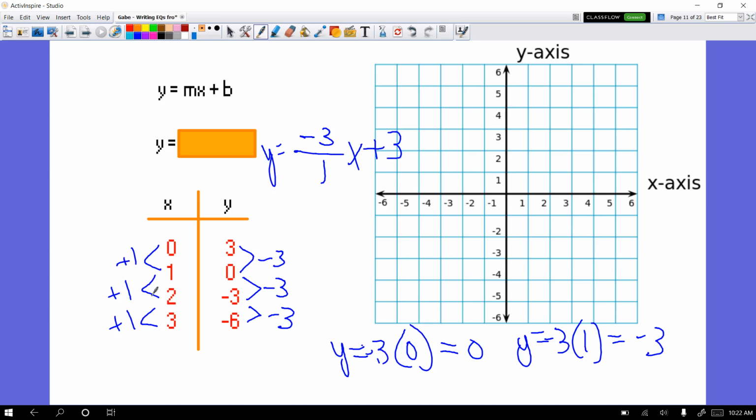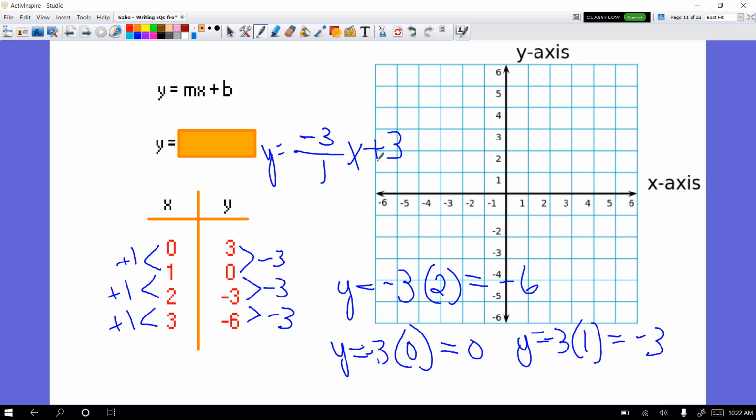All right, so I'm going to do 2. Y equals negative 3 times our x value of 2, which is negative 6. So when we substituted 2 in, we should have gotten a value of negative 6, but we didn't. So what do you need to add or subtract to get there? Well, negative 6 plus 3 is negative 3. That's why we've got a plus 3 right here. So what we're doing right now is we're verifying our information.